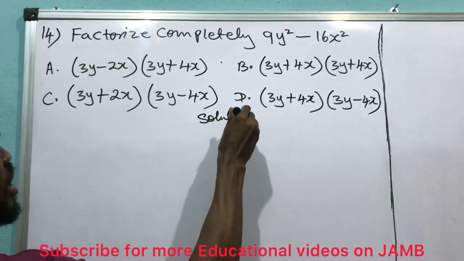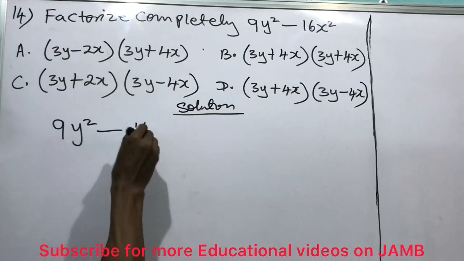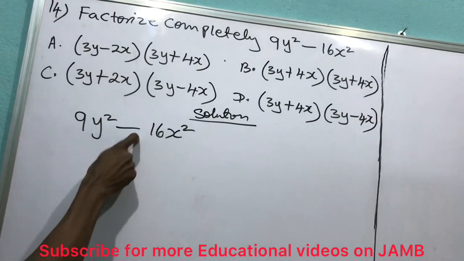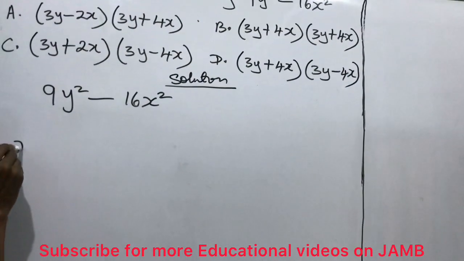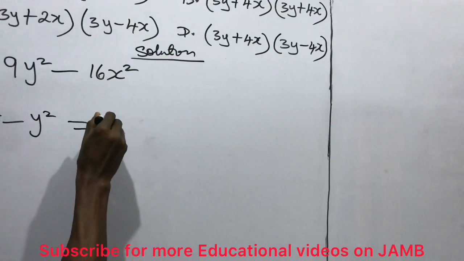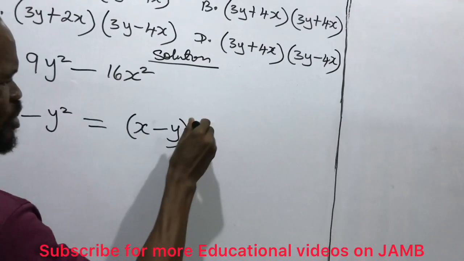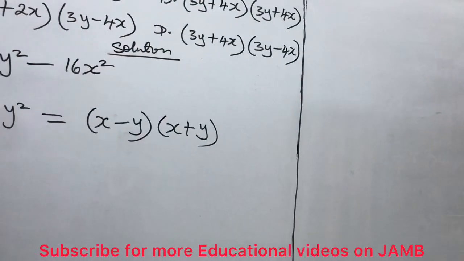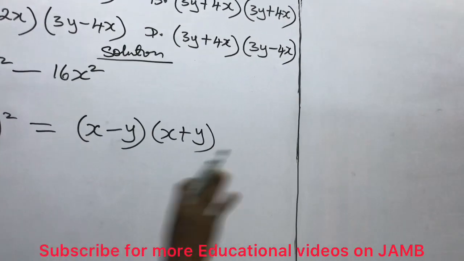What do we need to know here? We know that 9y squared minus 16x raised to the power 2 is a difference of two squares. This is the difference of two squares. What does the difference of two squares say? It says if we have x squared minus y squared, that simply means the same thing as x minus y into x plus y. That's what the difference of two squares states.